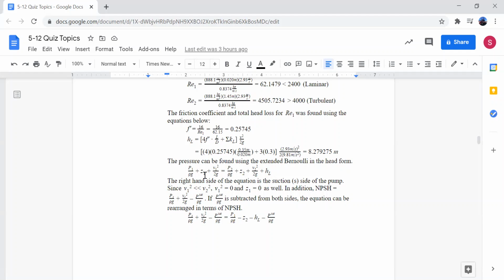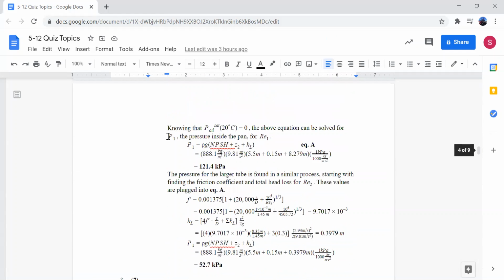We know that Z1 is 0, and then it was assumed that V1 is much less than V2 because the areas are much different, and so V1 is 0. Then we know that net positive suction head is equal to this equation here, and if the right side of the equation is the suction point, then we can rearrange this by subtracting Psat over rho g and get this equation in terms of net positive suction head, because that's a value that we have. By doing that, we can solve for the pressure at point 1, which is this equation.